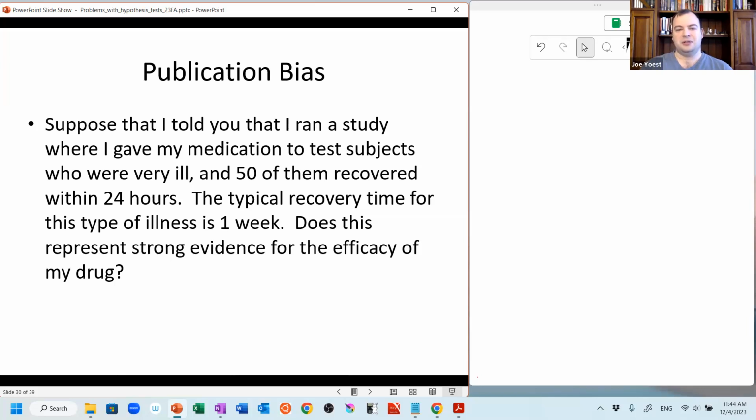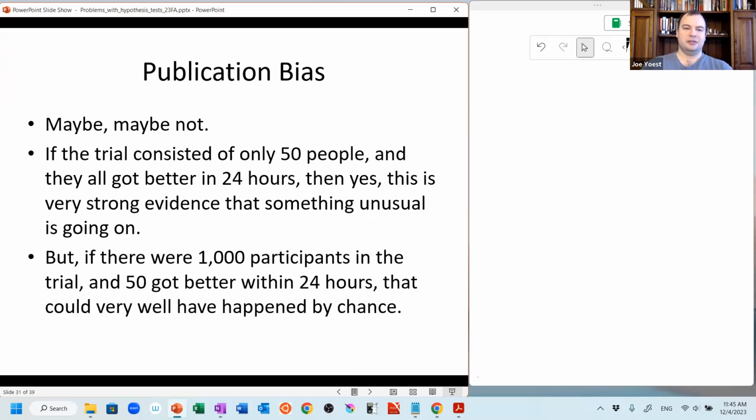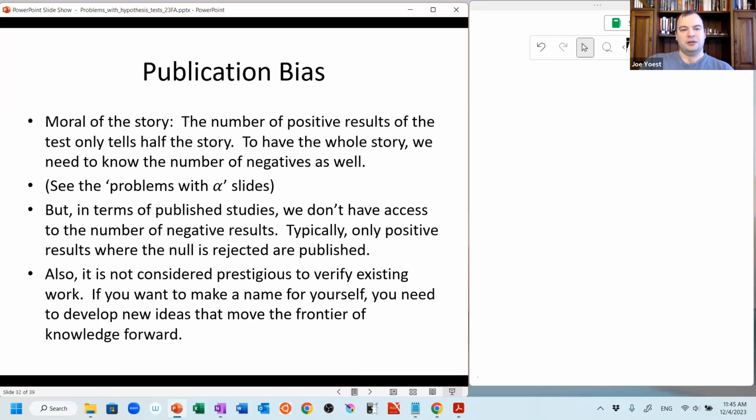And you might look at this and there's a very natural question to ask. Well, 50 of how many? Was it 50 of 50, or was it like 50 of 10,000? Right? If it was 50 of 50, then yeah, this pretty obviously represents strong evidence. If it were 50 of 1,000, well, who knows? Maybe that could have just happened by chance. Some people might just get better more quickly. So the moral of the story is that the number of positives only tells half the story. The number of negatives is at least, or probably more, important than the number of positives.